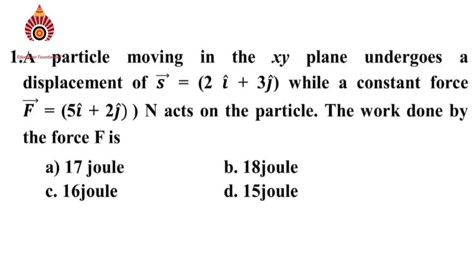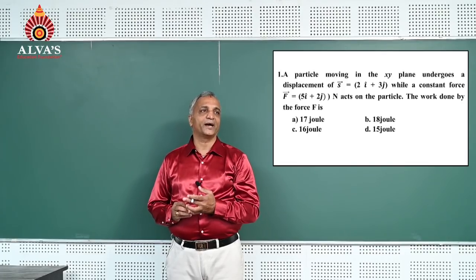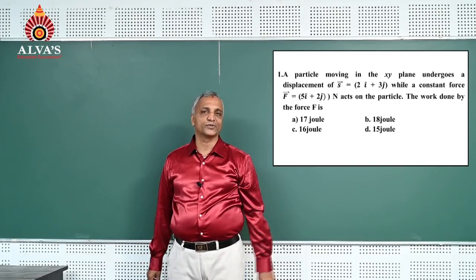A particle moving in the xy plane undergoes a displacement of s equal to 2i cap plus 3j cap, while a constant force F vector equal to 5i cap plus 2j cap Newton acts on the particle. The work done by the force F is.